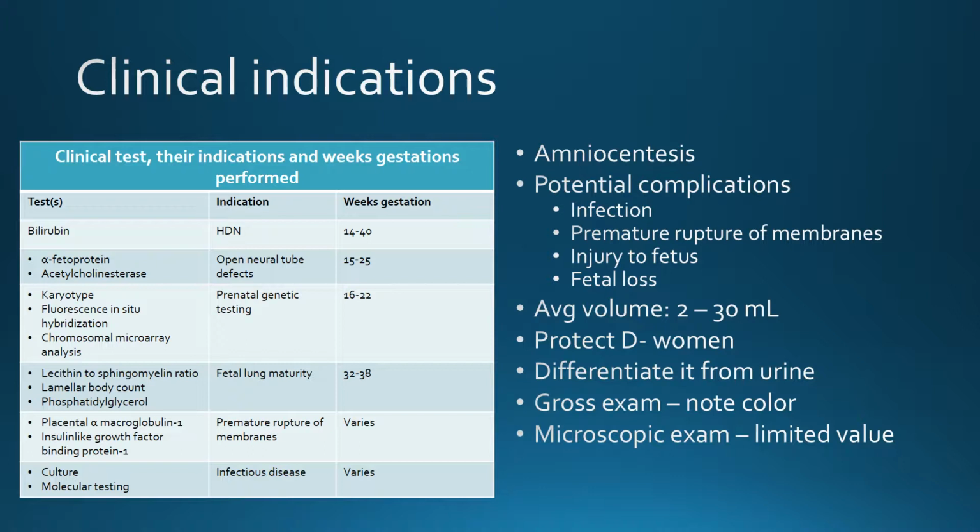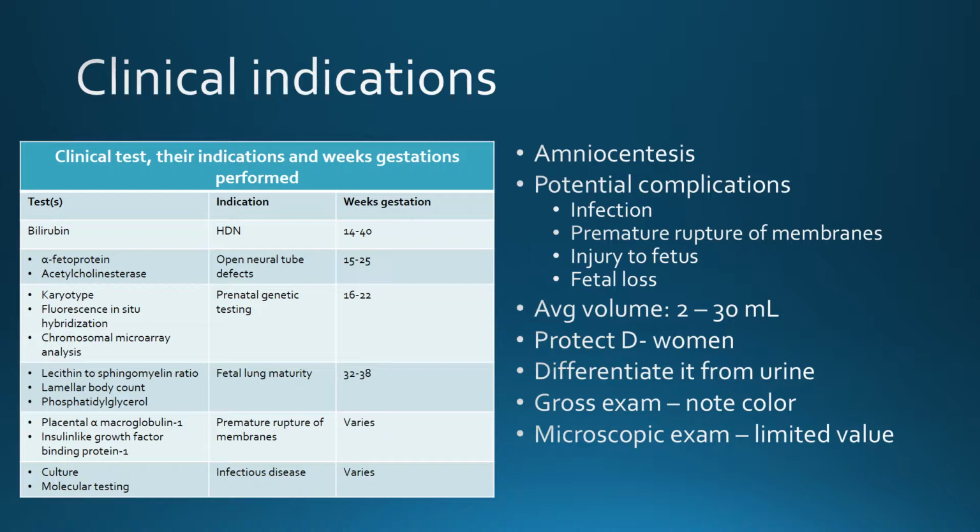And it's important to remember that if you have an Rh negative patient, an Rh negative mother, then she should receive RhoGAM before the procedure to prevent the possible sensitization that can occur if any bleeding occurs across the membranes. This sample does have to be treated in a particularly special way.